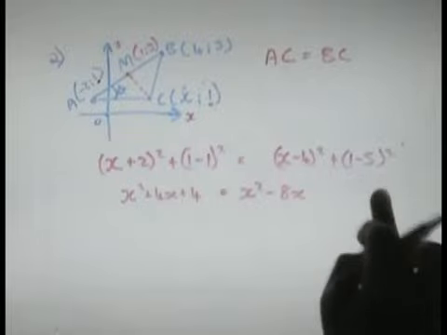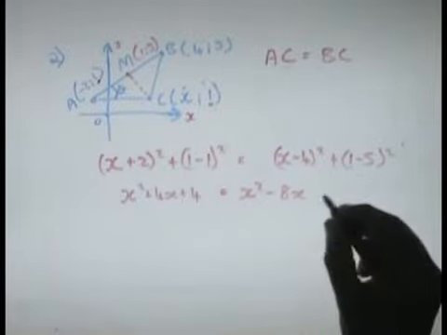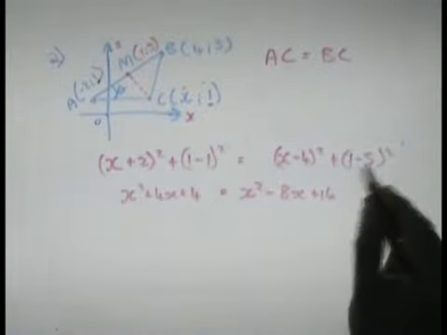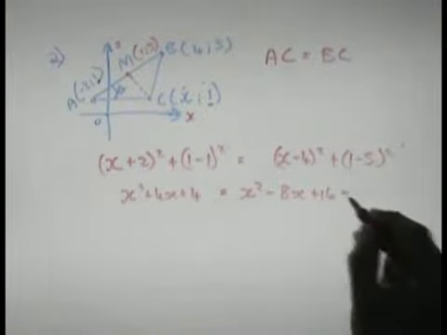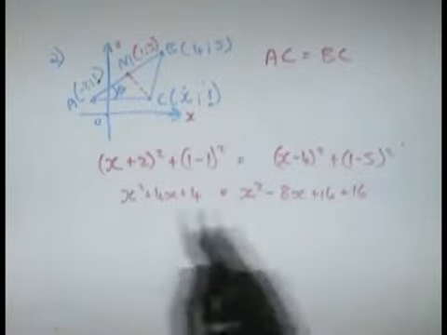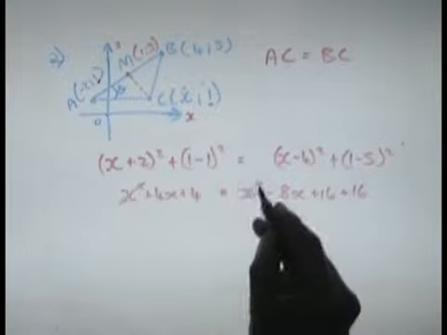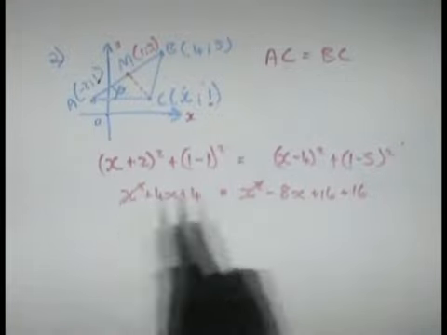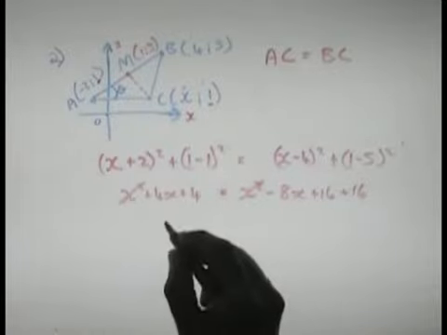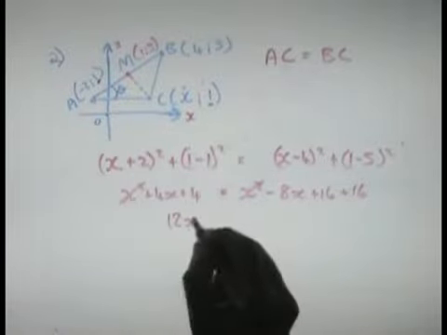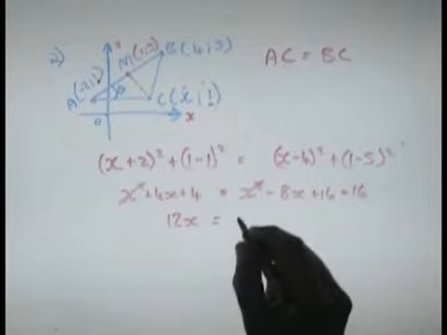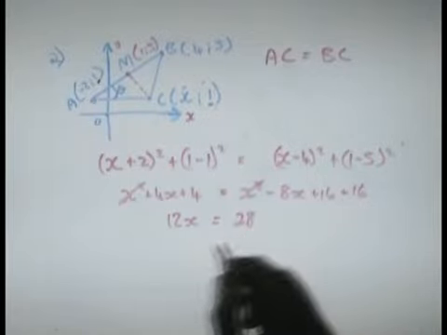These two cancel out. Positive 16. 1 minus 5 is negative 4. Negative 4 squared is positive 16. They don't cancel out. Take the x squared across, or they cancel, because x squared minus x squared is 0. Plus 4x, take the 8 across, it becomes plus 12x, is equal to 16 plus 16, which is 32 minus 4, which is 28.